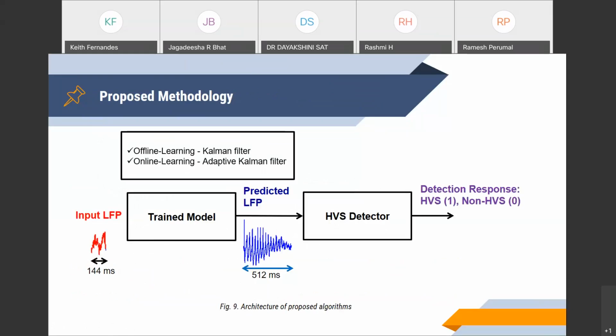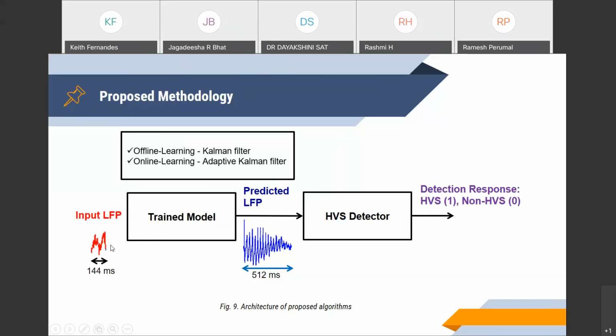So this is the architecture of the proposed one, and here basically we can design an offline learning algorithm and an online learning algorithm. The offline learning algorithm is based on the conventional Kalman filter, and the online learning algorithm is based on the adaptive Kalman filter. The Kalman filter appears to be simple, but it takes a lot more time to understand the concepts and to identify the right parameters for it. The concept is very simple.